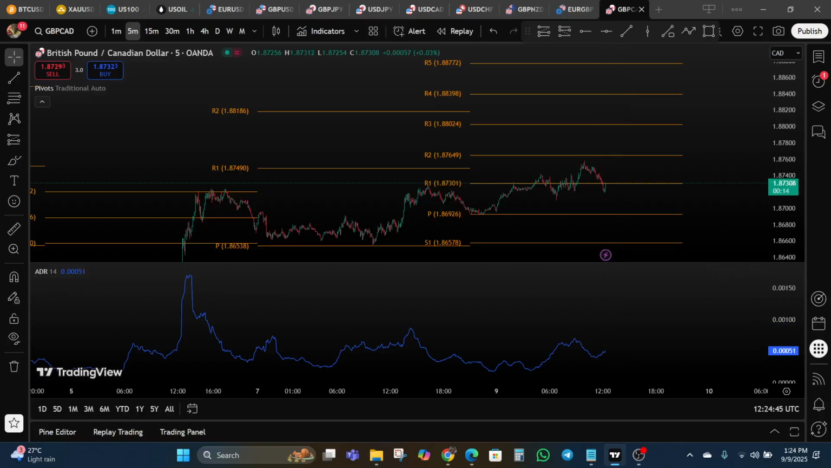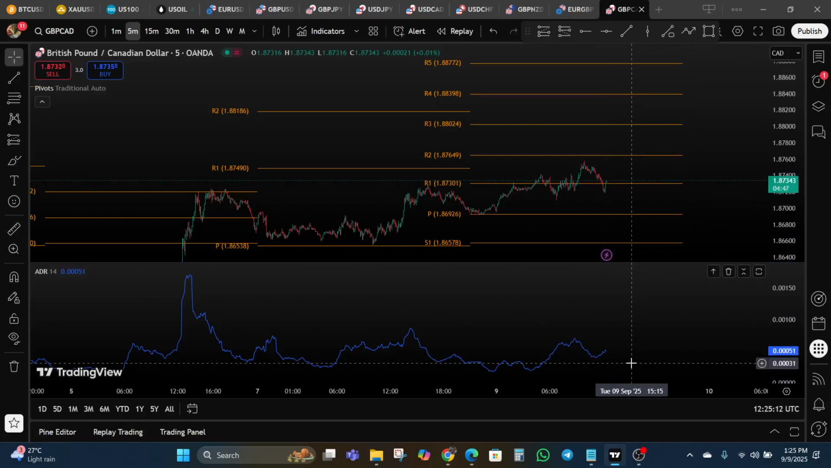Now, timing your entry is crucial on the 5-minute chart. You have to wait for the candle to close above or below your pivot zone to confirm the breakout. Avoid jumping in too early. Patience here makes a big difference. Once you are in the trade, the ADR levels act as your target zones.